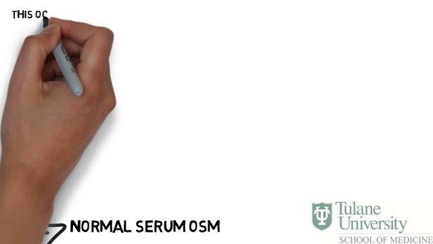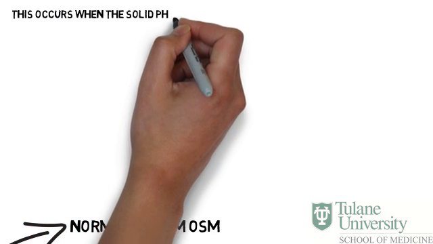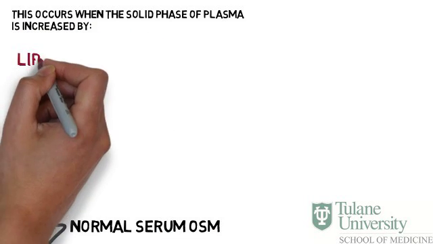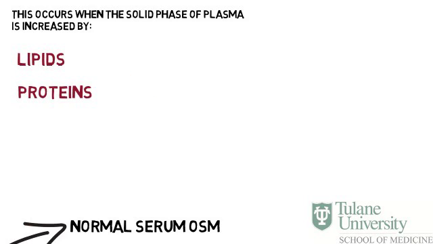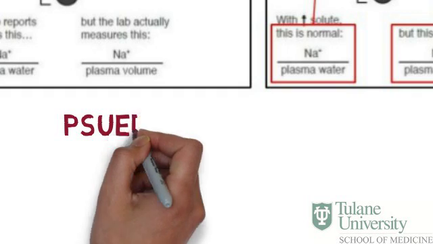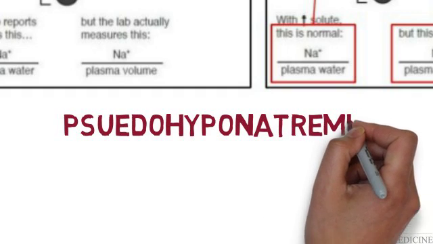This used to be somewhat common when we used flame photometry to measure serum sodium. And this happens anytime there's an increase in the solid phase of plasma, and we can see this when we have an increase in lipids or proteins. As you can see in this diagram here, normally the plasma volume is being measured for serum sodium. That includes the plasma water as well as the lipid volume and protein volume. So anytime we have an increase in that protein or lipid volume, it makes the plasma water volume look like less, and ultimately makes our serum sodium look like less. But there's actually no decrease in our serum sodium here, and we call this pseudohyponatremia.